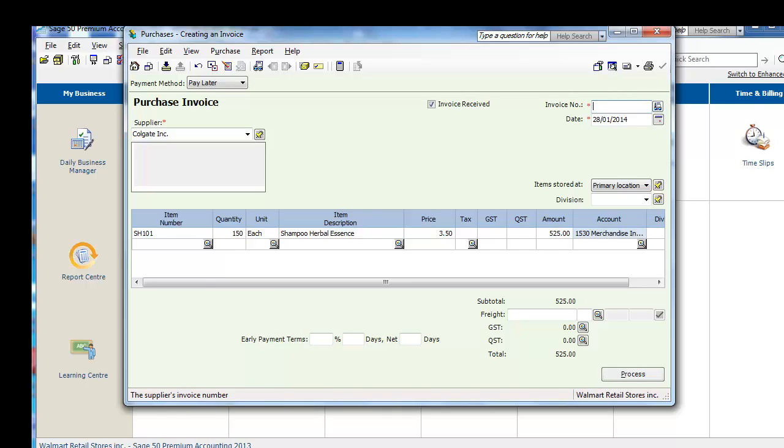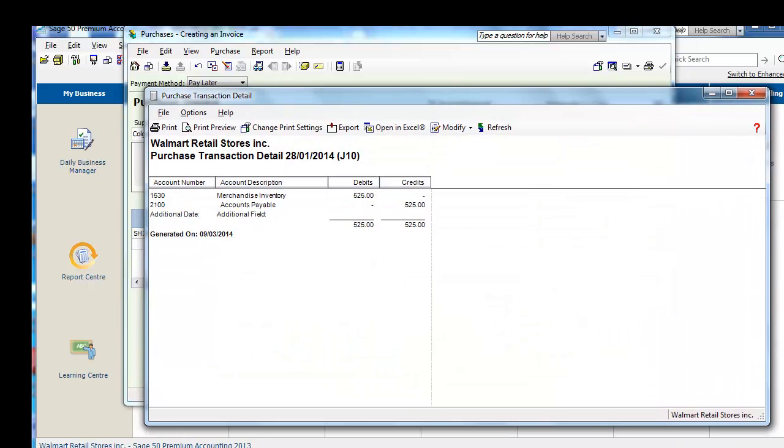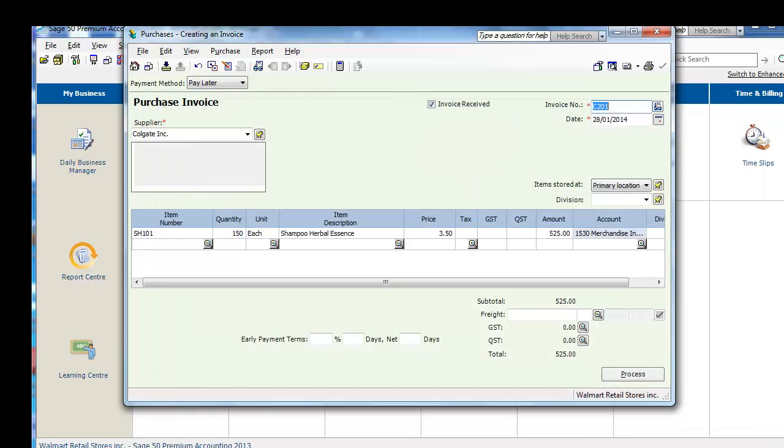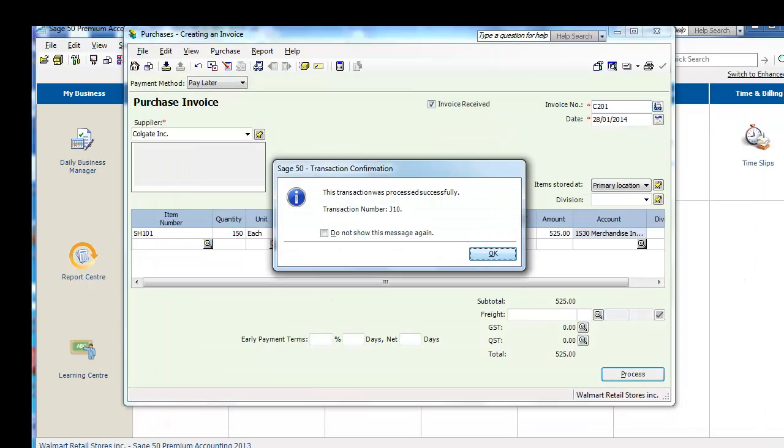Obviously, if we make another purchase, it will probably have a different invoice number. And if we look at the transaction, the computer system will always do the same transaction. Debit merchandise inventory on the balance sheet and credit accounts payable Colgate, because we're paying at a later date. So let's process the transaction and say OK.